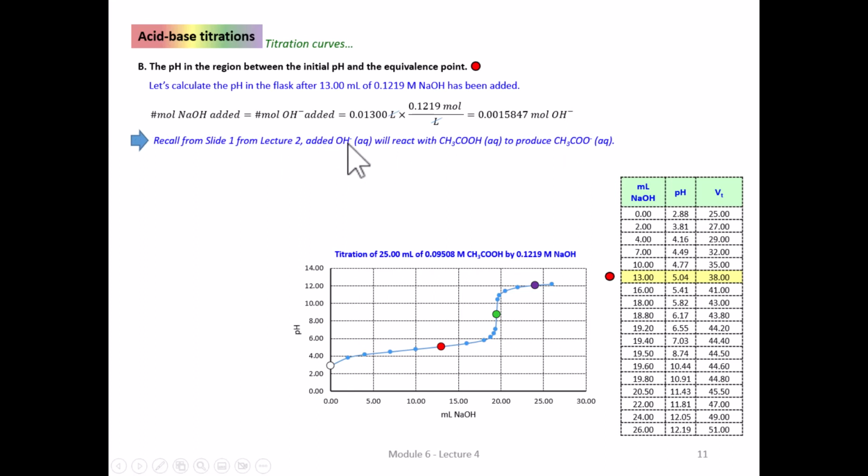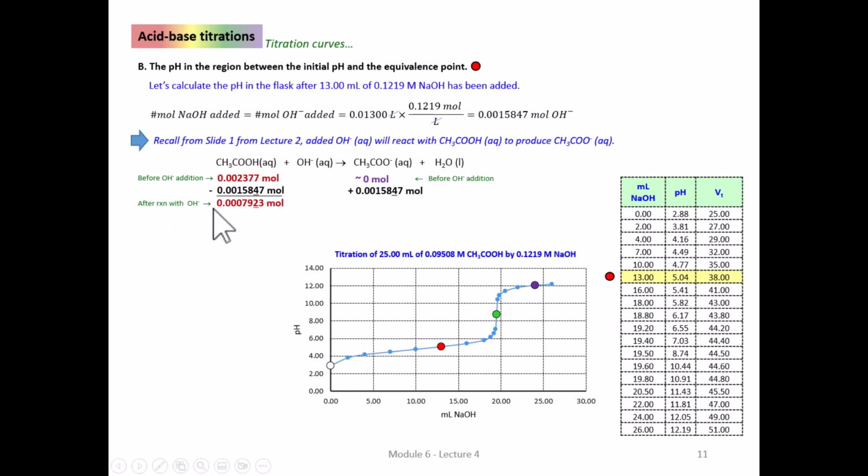Recall that the hydroxide should react with acetic acid to produce acetate ions. And we can keep track of this. So before addition of hydroxide, we have this many moles of acetic acid, essentially very few moles of acetate. When we add hydroxide, we react with the acetic acid and produce that same number of moles of acetate as moles of hydroxide added.